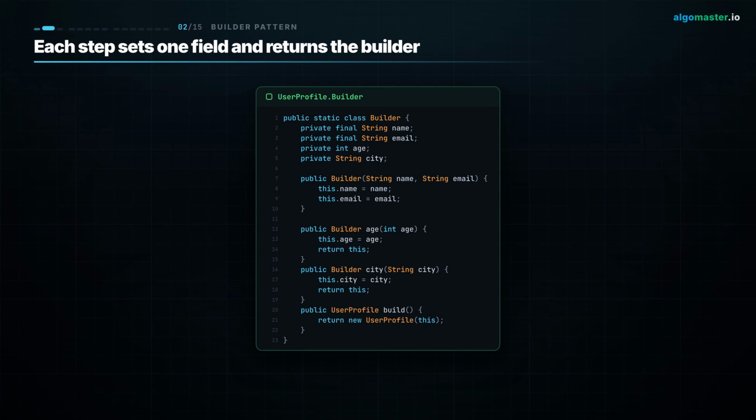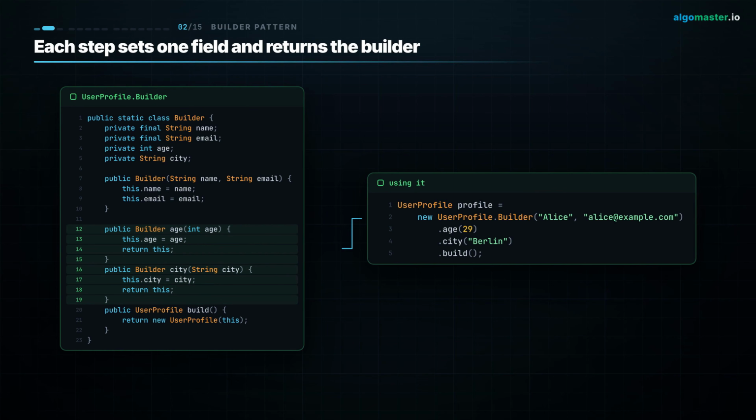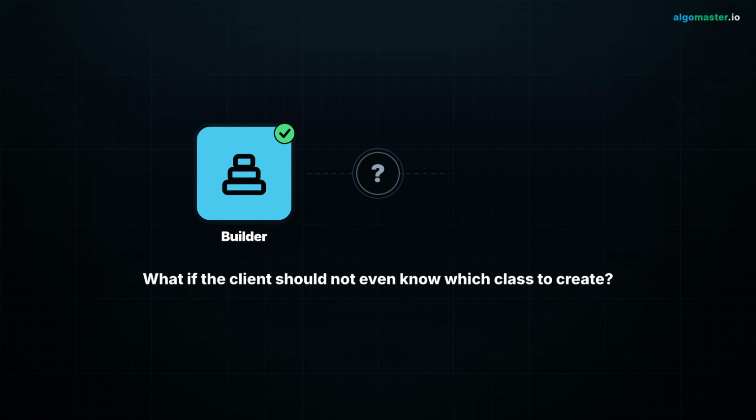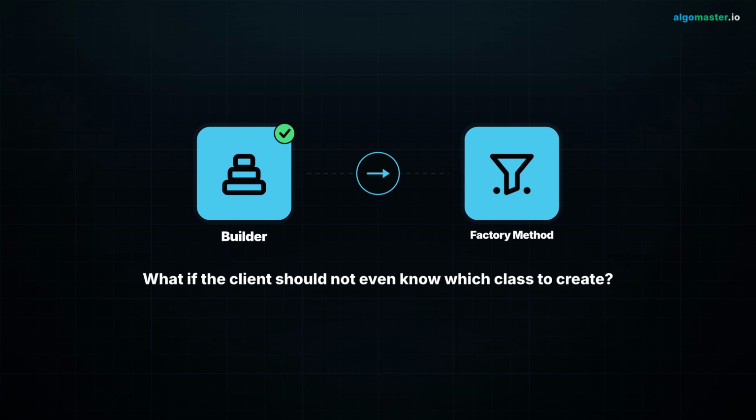A simplified implementation looks like this. Internally, each builder method updates one property and returns the same builder, which allows us to chain multiple calls together. Finally, the build method creates the complete user profile object. Builder helps us construct one complex object. But what if we need to create objects from multiple related classes without exposing their exact creation logic to the client? That brings us to the next pattern, factory method.